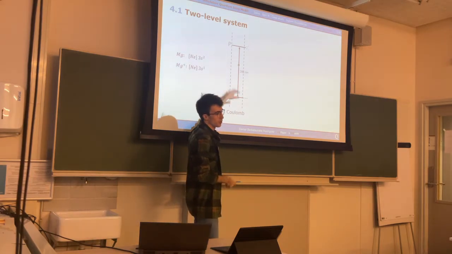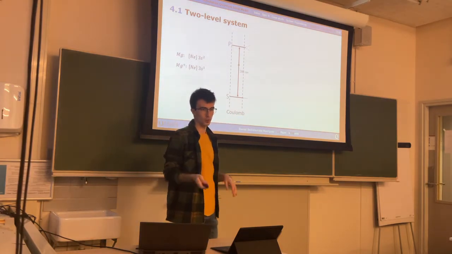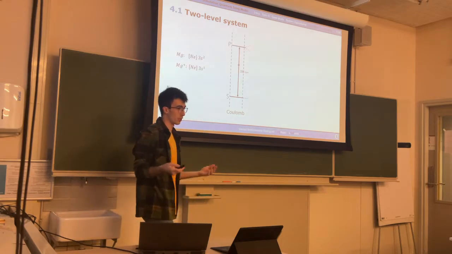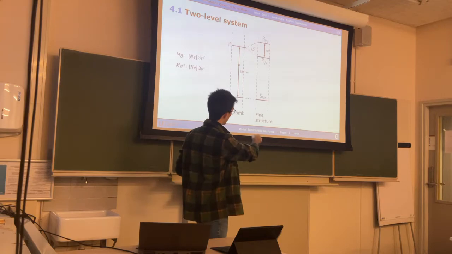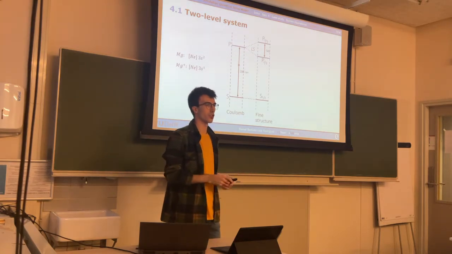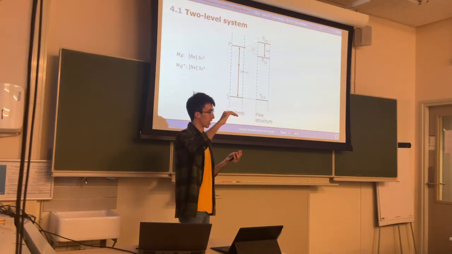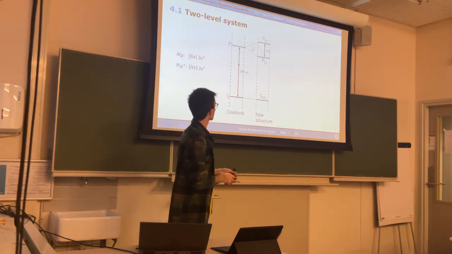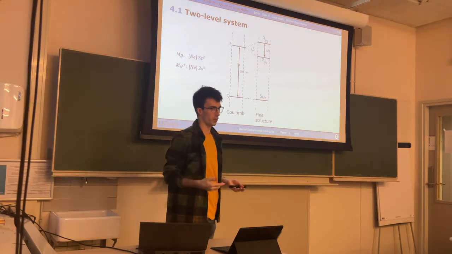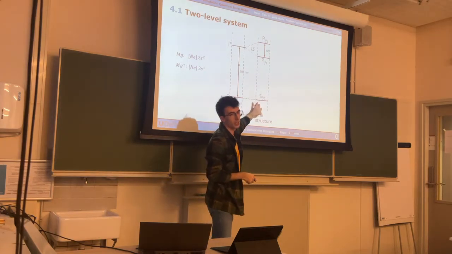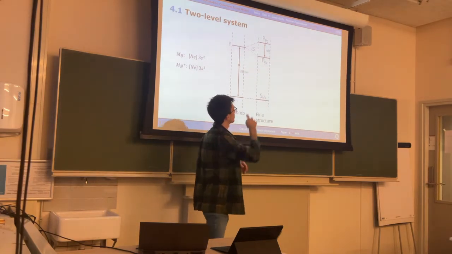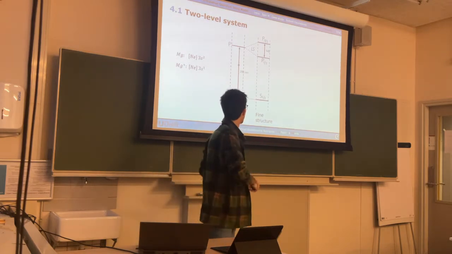But well, you know that this picture is very simple. It's not taking into account many things. So we have to take into account all the interactions that are happening. One of them is the fine structure. Fine structure is the spin orbit coupling of the electron in the ion, and also some other relativistic effects. Fine structure doesn't split the ground state, but it does split the first excited state.